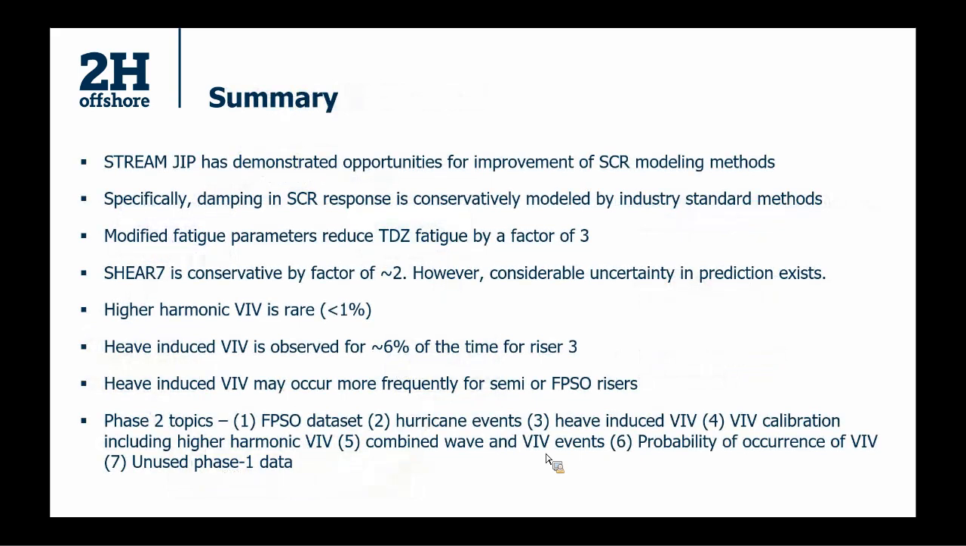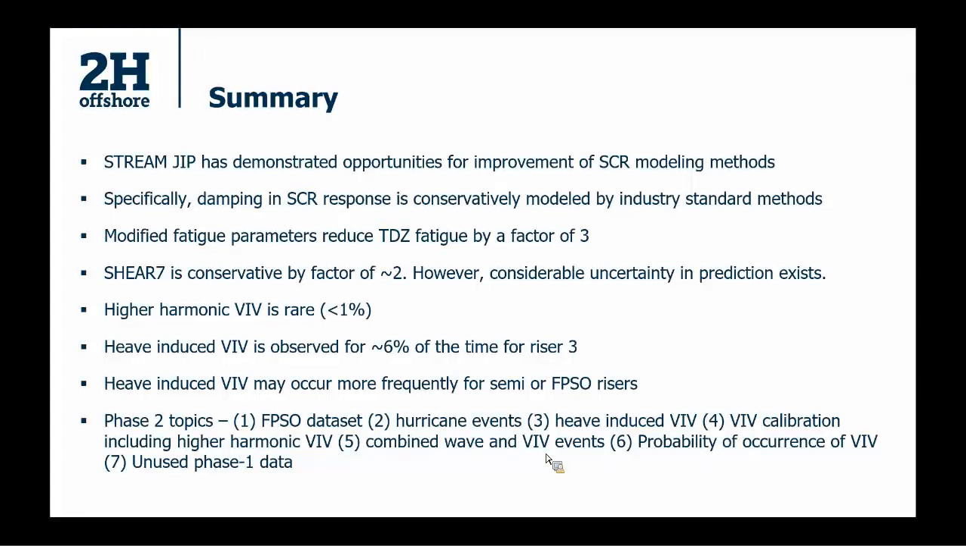So, summary of what I said so far. Most importantly, Stream JIP has demonstrated opportunities to improve our modeling methods. We are conservative by a factor of 3 when we compare to measured data. Shear 7 is conservative by a factor of 2, but there's a lot of uncertainty in the predictions because of the sensitiveness of Shear 7.